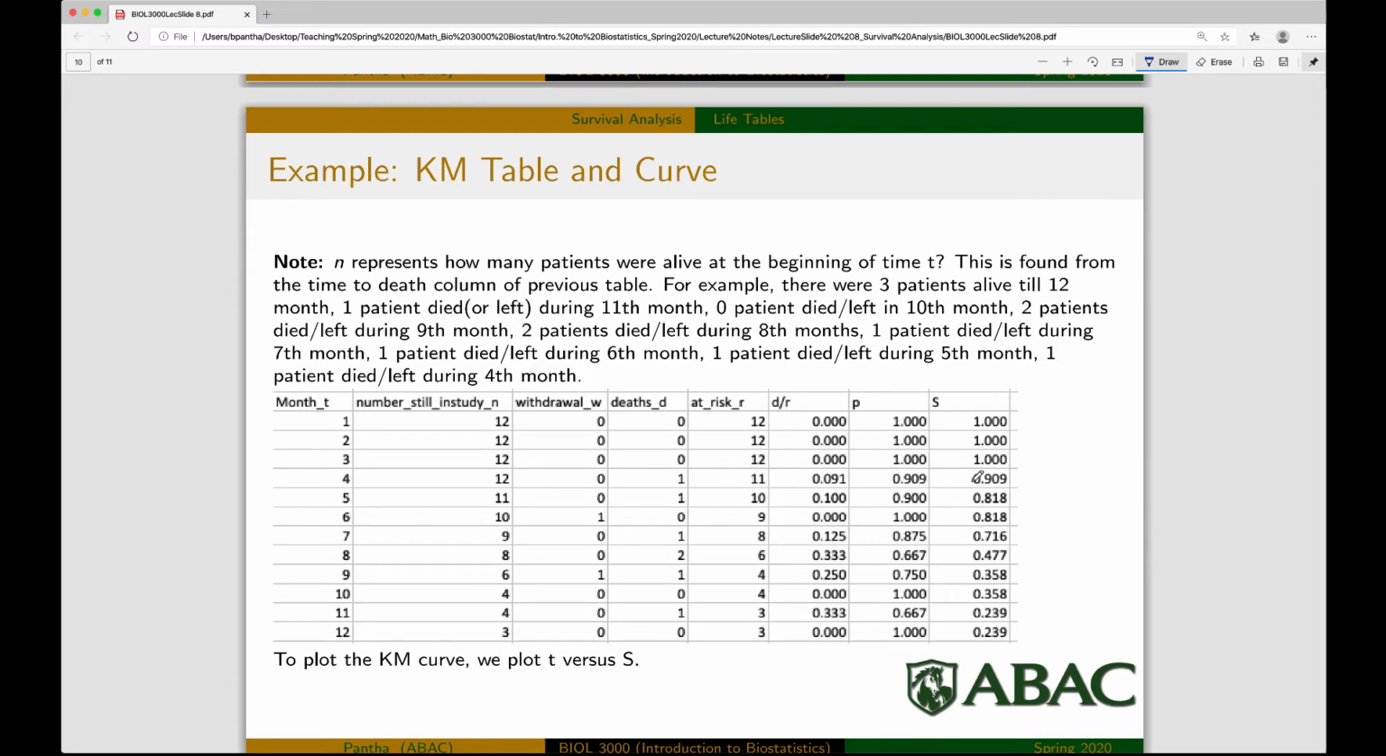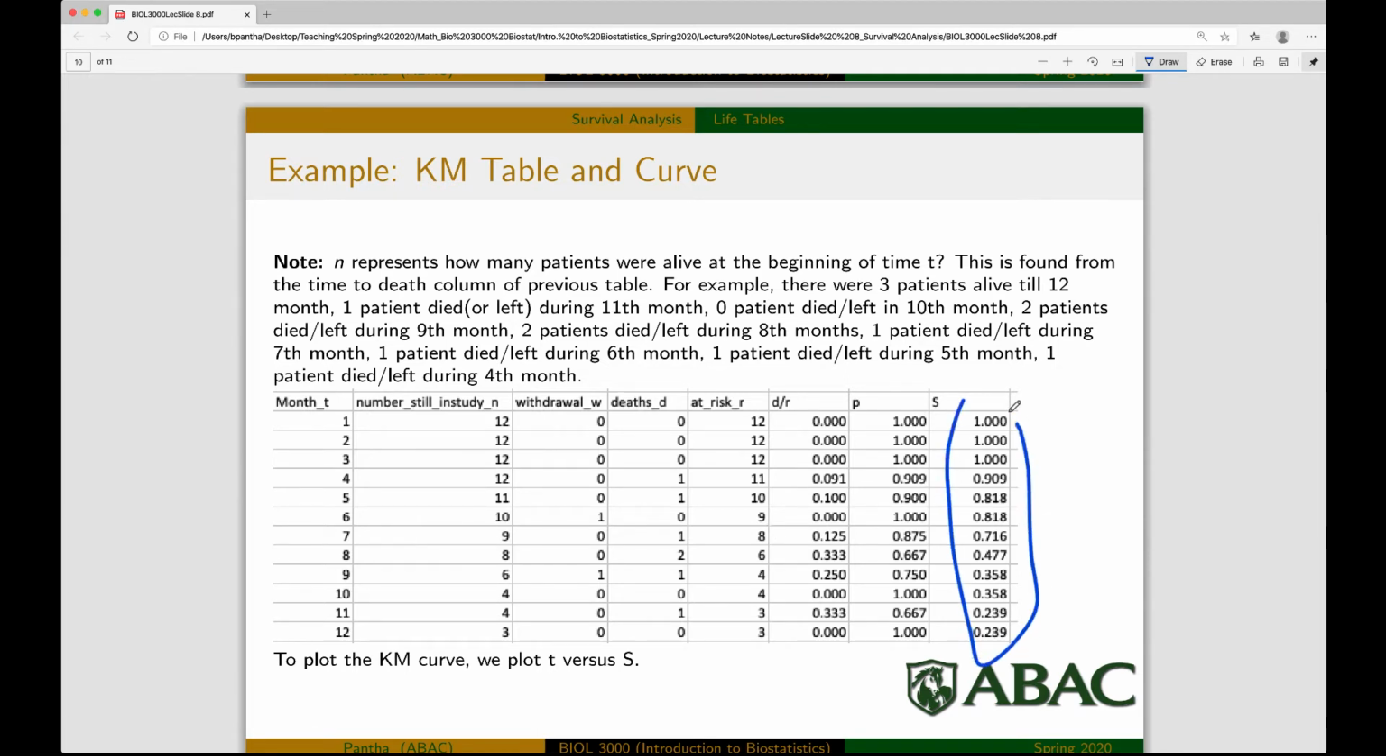To find out this one, you multiply all those here. So P is 1 minus D over R. That's what you get, and then you multiply all those. On number 5, there were only 11 people in the study because one died in month 4, right? And then withdrawal was 0 on number 5, and death was 1. So there are only 10 at risk. You see that? And D over R, you find 1 minus D over R, and then you multiply all those. This is how you find out the survival probability.